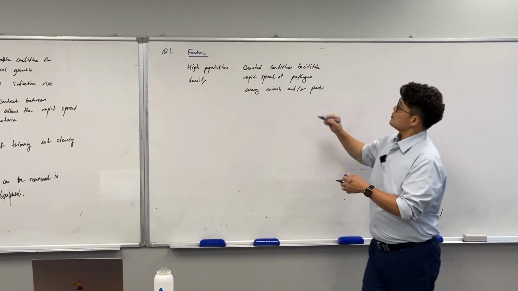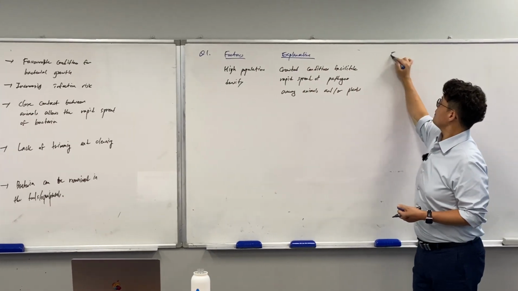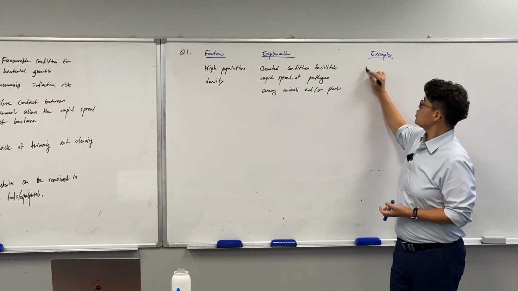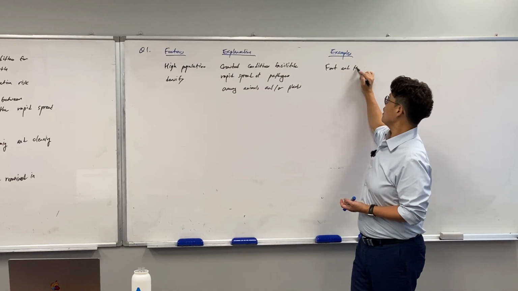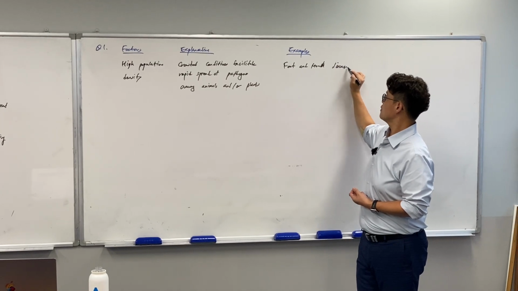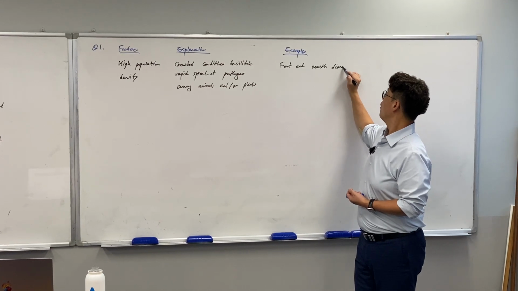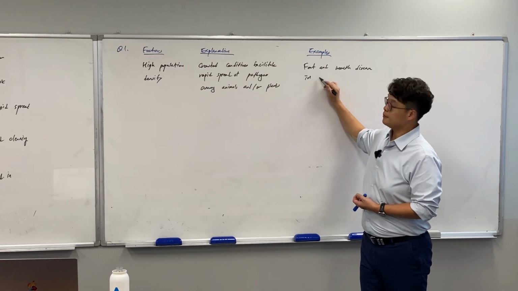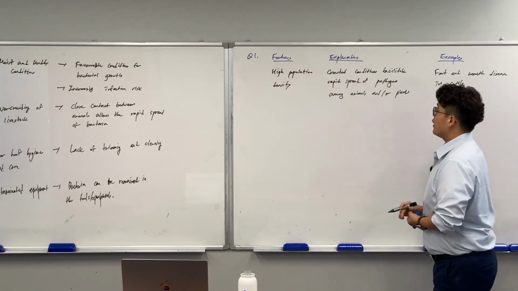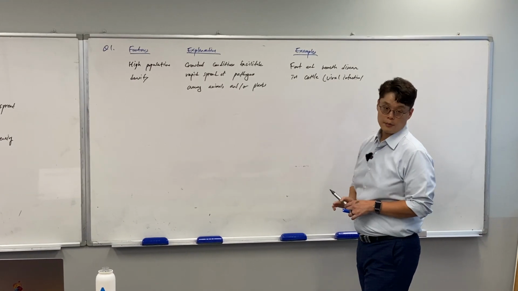Explanation and example. Examples of that, as we discussed, could be foot and mouth disease in cattle. Basically it could be a viral infection, which can cause that a lot of times too.